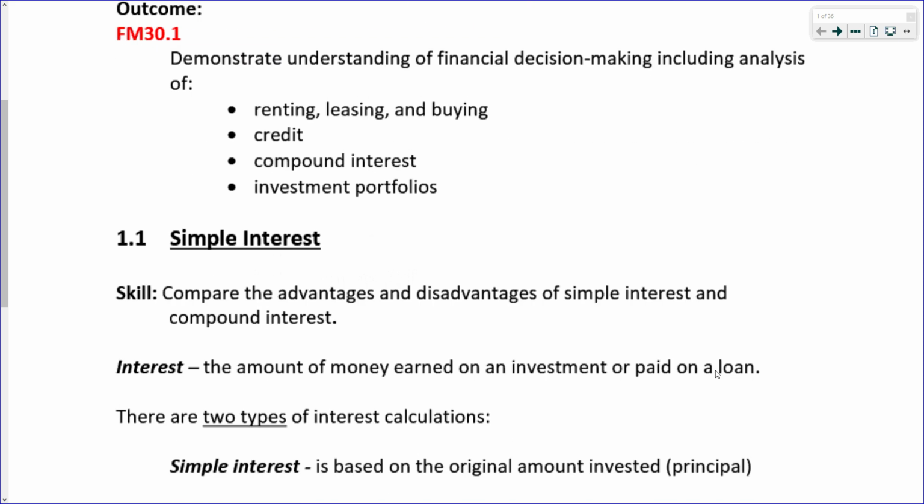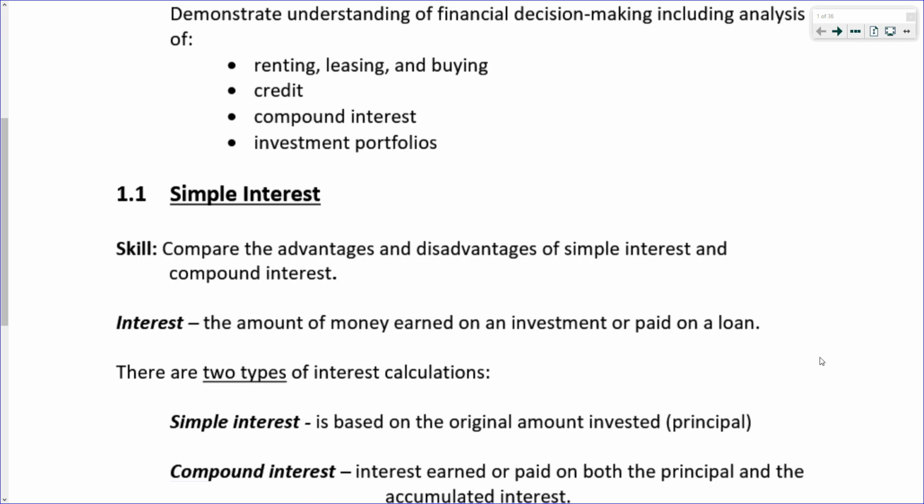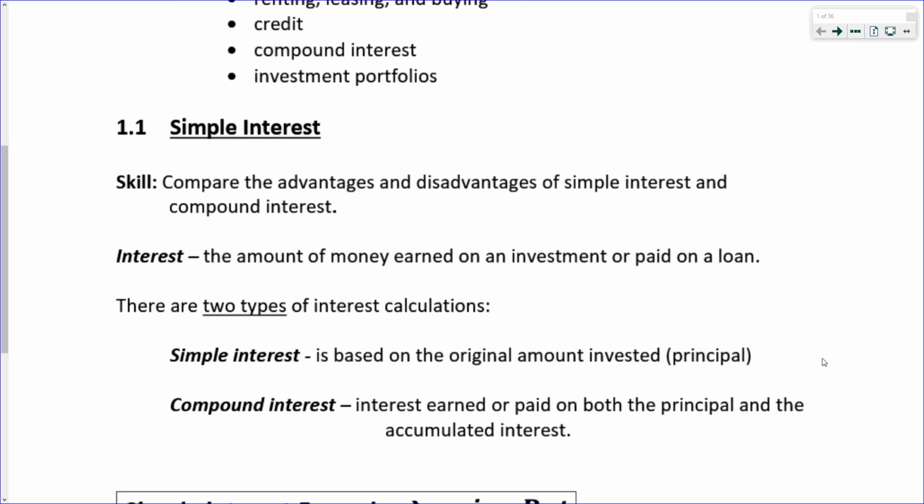For the first lesson, we're going to be looking at 1.1, simple interest, and by the end of this, you need to be able to compare the advantages and disadvantages of simple interest and compound interest. So for this section, we are focusing on simple interest, and the next one we'll look at compound interest. So when we're looking at interest, it's the amount of money earned on an investment or paid on a loan. And there are two types of interest calculations.